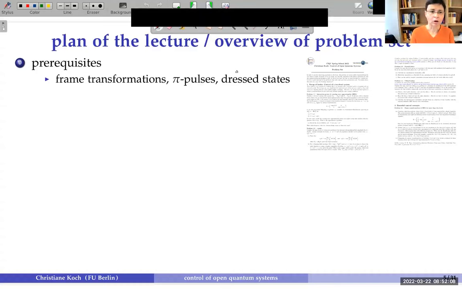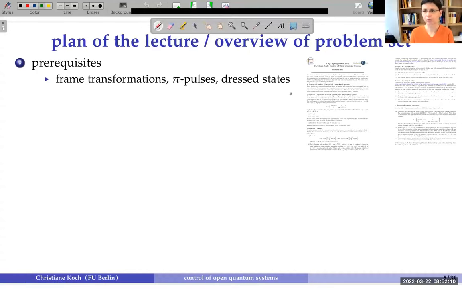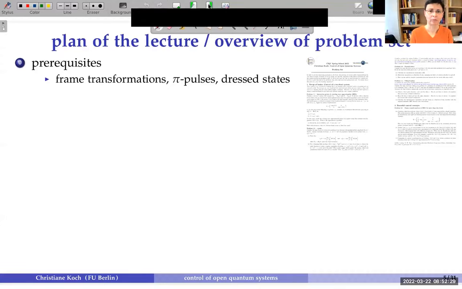And even if you are quite familiar with those prerequisites, you still may want to look at the fourth problem in this set one, which is chirping or pulses with time-dependent frequency, again, for two-level systems, so you can work out some nice dynamics there.